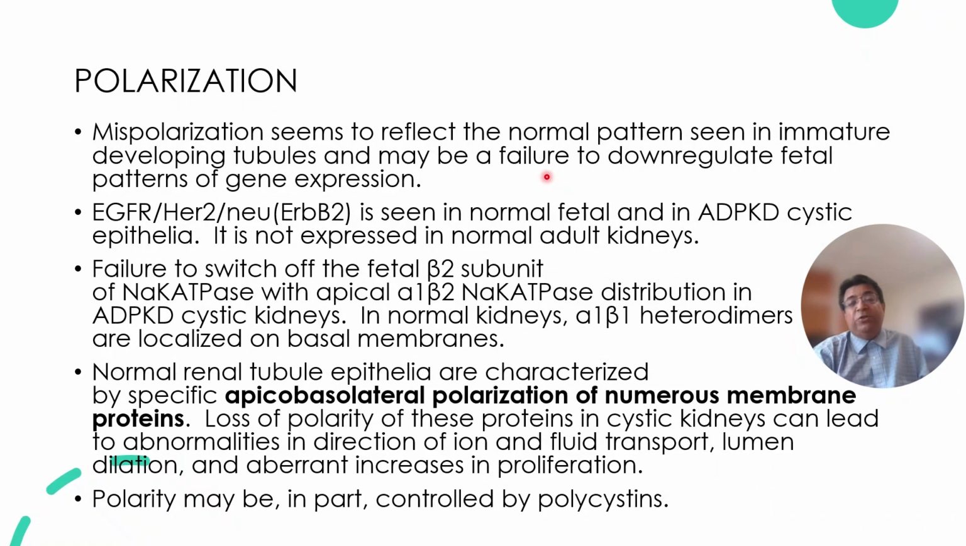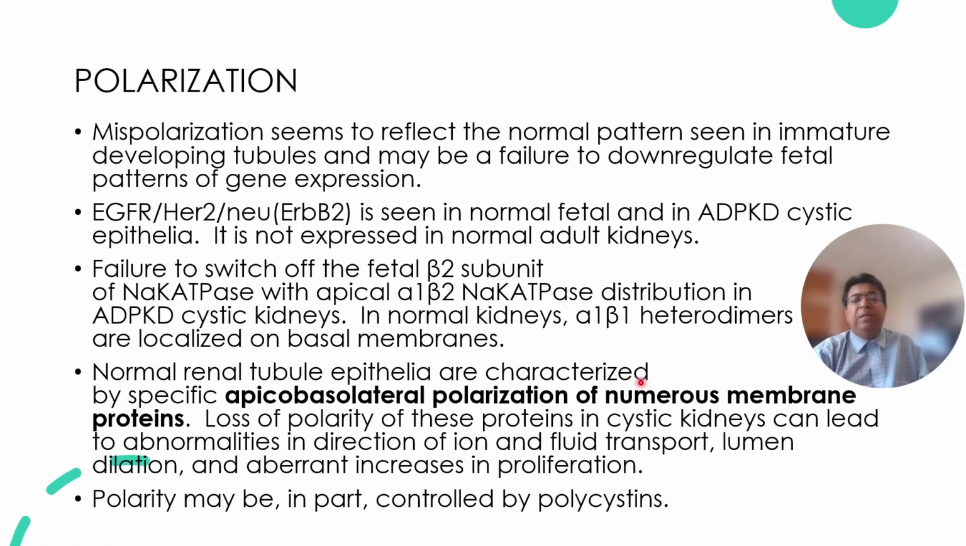Again, there's a failure to downregulate fetal patterns of gene expression. ERBB2 is seen in normal fetal kidneys and in ADPKD cystic epithelia. It is not expressed in normal adult kidneys. Failure to switch off the fetal beta 2 subunit of sodium potassium ATPase, with apical alpha 1 beta 2 sodium potassium ATPase distribution in ADPKD cystic kidneys, is also important. In normal kidneys, you have the alpha 1 beta 1 heterodimers, and these are located to the basal membranes.